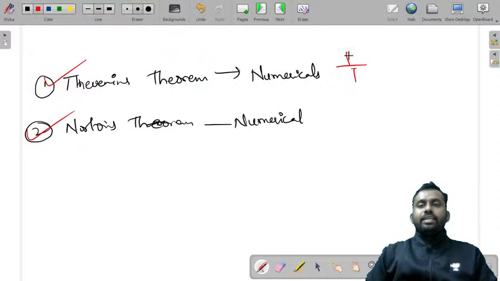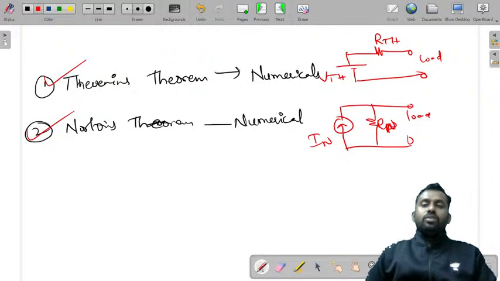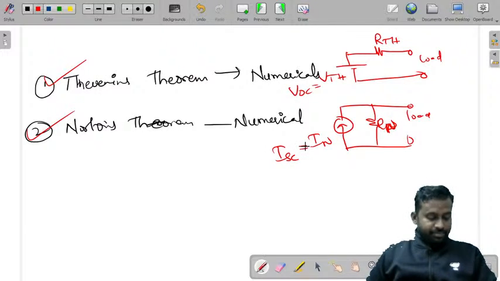That is, Thevenin's theorem is a voltage source in series with a resistance and Norton's theorem is a current source in parallel with a resistance which is connected to some load. This is load current, Thevenin's resistance, this is Norton's current. This is also Norton's resistance or Thevenin's, and VTH is also called as open circuit voltage. IN is also called as ISC.